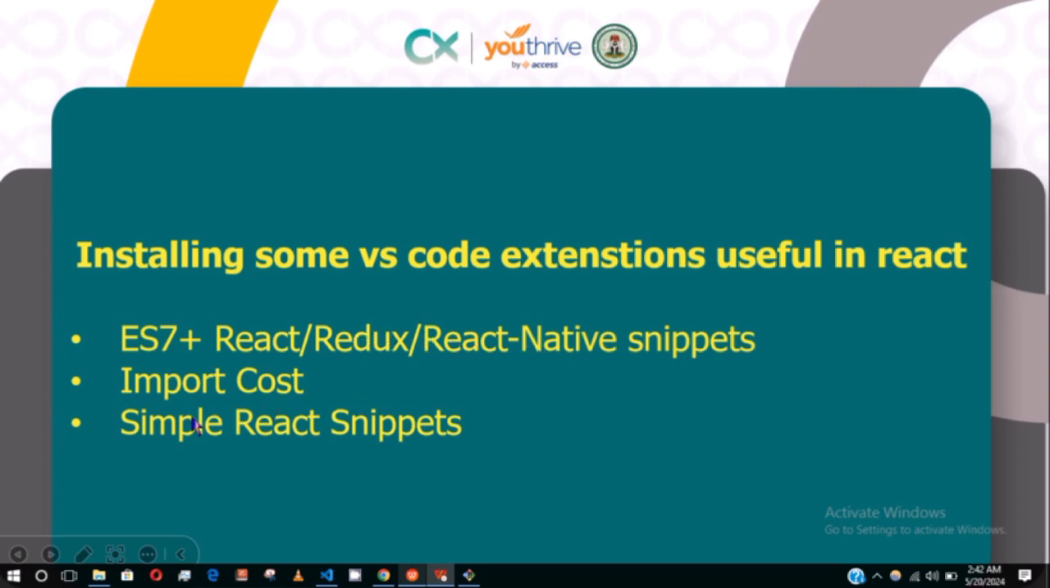Then you're going to install the import cost, which is beneficial for informing us of the size of each of the packages that we install into our React project. Then the simple React snippet is somewhat similar to this, but it gives you some other functionality that does not come with the ES7. So let's install those now.